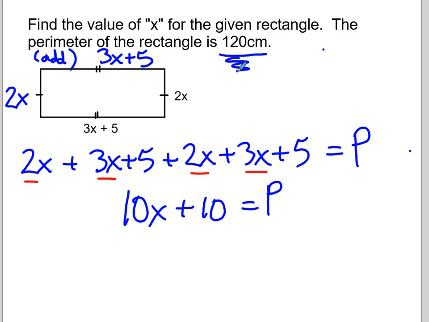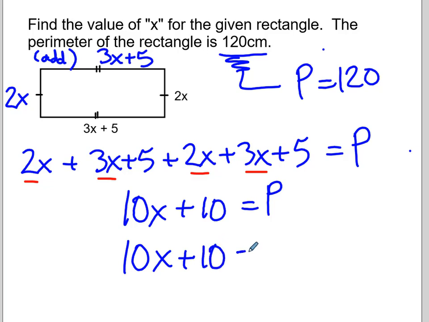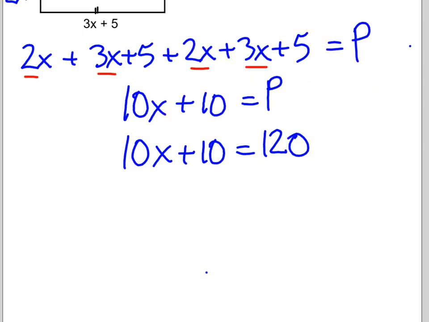Now I'm told the perimeter is 120 centimeters, so I'm going to set P equal to 120 centimeters. So this becomes 10x plus 10 equals 120. Okay, I better give myself a little more room here. Come on, there we are.